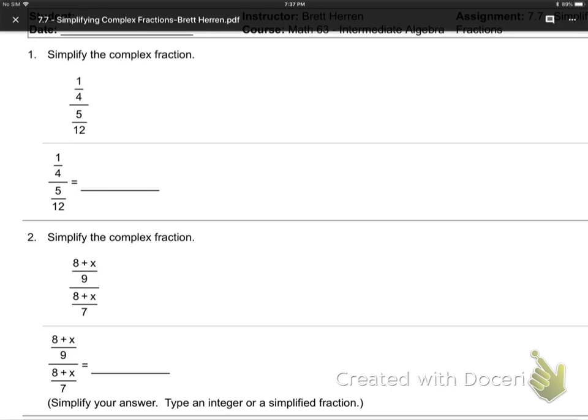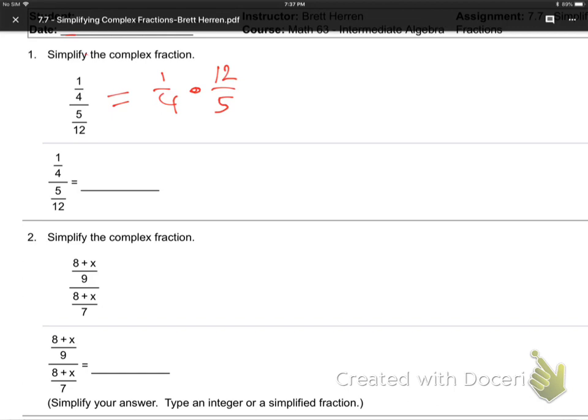How do you simplify complex fractions? What do you do with a complex fraction? A fraction over a fraction. Does anybody know how you handle a fraction over a fraction? You multiply by the reciprocal of the... Yeah, right. 1/4 times 12/5. Dividing is upside down multiplying. Exactly right. Dividing is upside down multiplying.